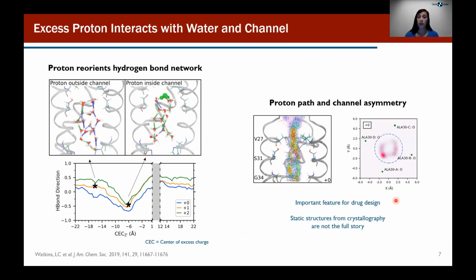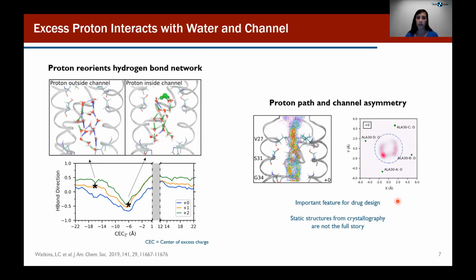And so it's clear that on this nanosecond time scale of simulation, one, the channel is not symmetric, and two, that the proton has specific hotspots that it likes to stay in. And so this is important, one, for drug design. This is an important feature that in considering how to design drugs, you could take advantage of these features.